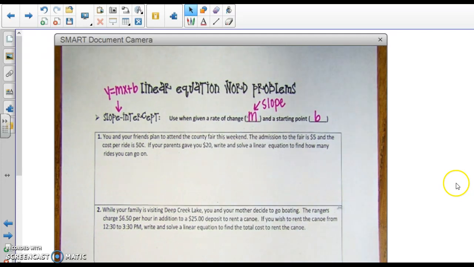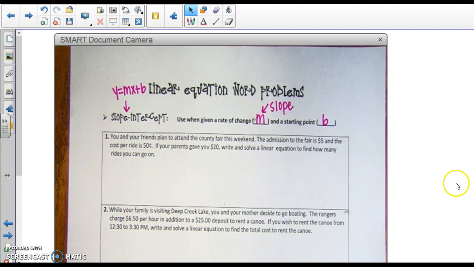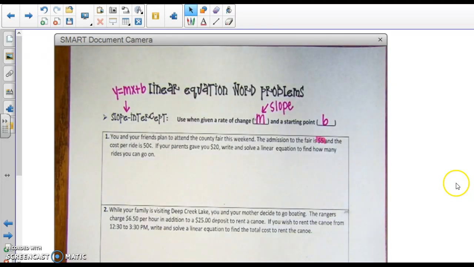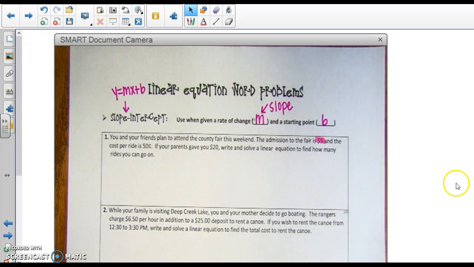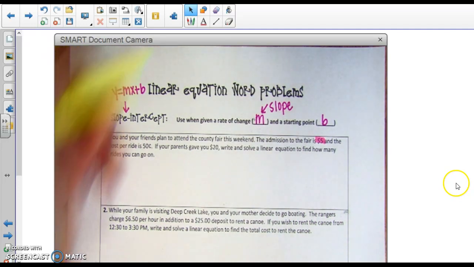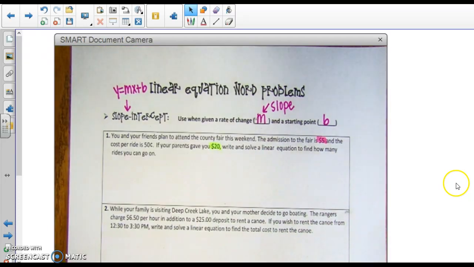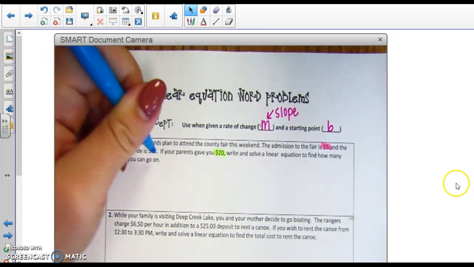Some of you may just look at this and say, oh, I have $20. To get in, it's $5. So I'm left with 15. So 50 cents, how many 50 cents can I get out of $15? Well, we know that our starting point is going to be $5. We know we're going to spend $5. Then we know that we have $20, which I'm going to highlight in yellow because that's our total. And then our rate of change is going to be this 50 cents.